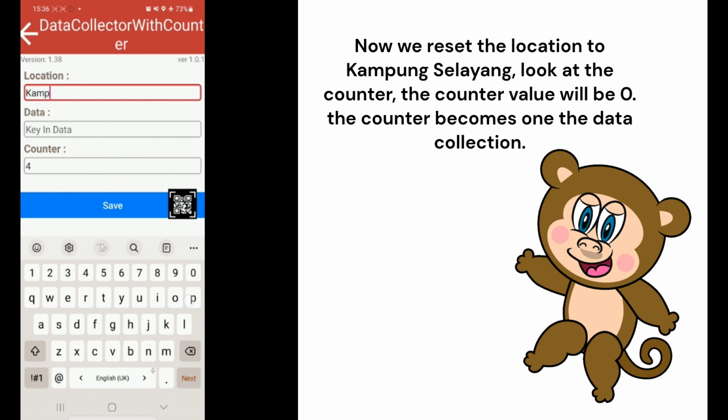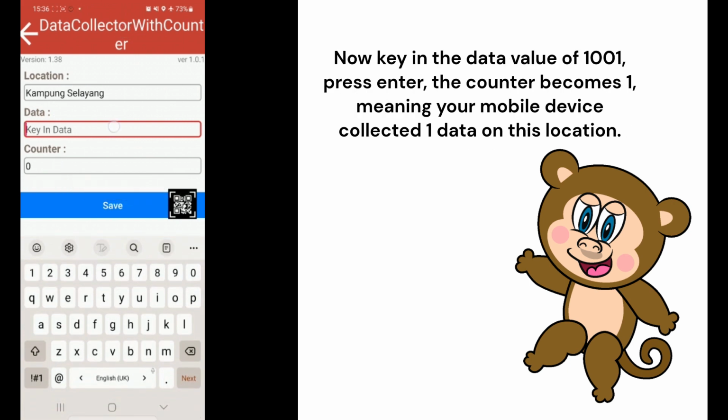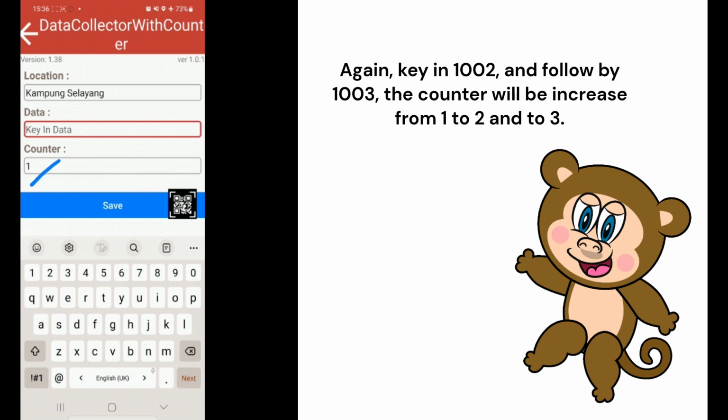Now we reset the location to Kampung Selayang. Look at the counter value, it will be 0. The counter becomes 1 with the data collection. Now key in the data value of 1001, press enter, and the counter becomes 1, meaning your mobile device collected 1 data on this location. Again, key in 1002, followed by 1003, and the counter will increase from 1 to 2 and to 3.